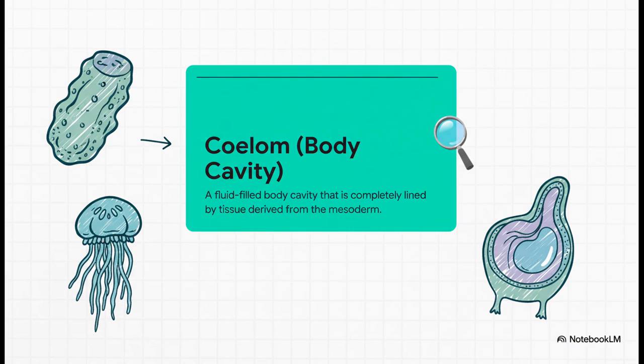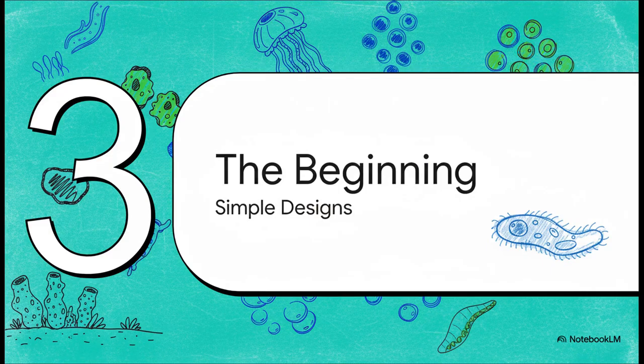And finally, a super important feature, the coelom. It sounds technical, but just think of it as an internal, fluid-filled body cavity. This was a genius innovation because it created a space for complex organs to develop and stay protected, and it marks a huge branching point on that evolutionary tree. Okay, with our toolkit ready, let's dive into the journey.